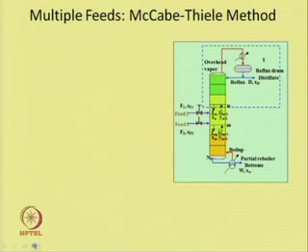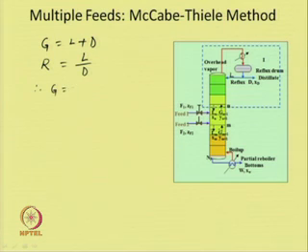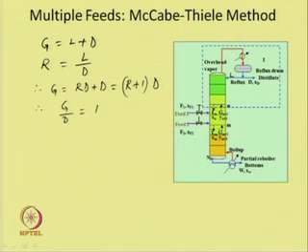Let us do the material balance for section 1. If we consider a small envelope considering the reflux drum and distillate and the reflux, the material balance over this, we can write G is equal to, if this is L, then it would be L plus D, and if we define the reflux ratio R is equal to L by D, then we can write G is equal to R D plus D is equal to R plus 1 into D. Therefore, we can write G by D would be equal to R plus 1.